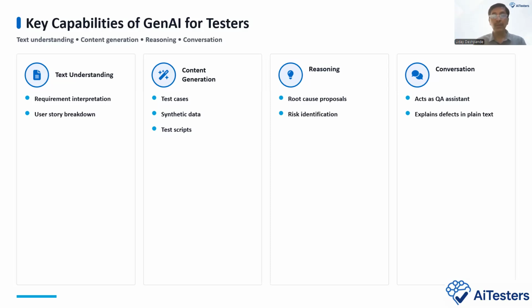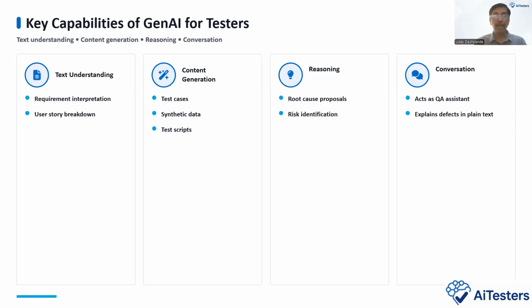Let's explore the four key capabilities that make generative AI so powerful for testers. Text understanding. Gen AI can interpret complex requirements and break down user stories into testable components. It understands context and nuance in a way traditional tools simply cannot.